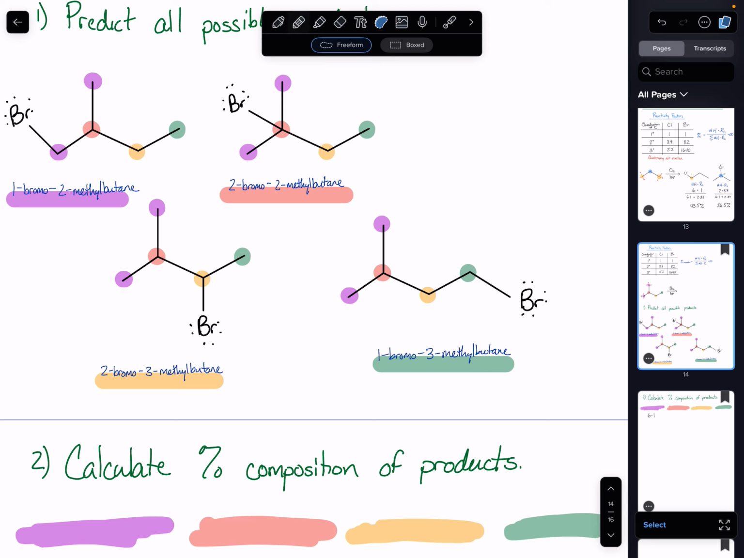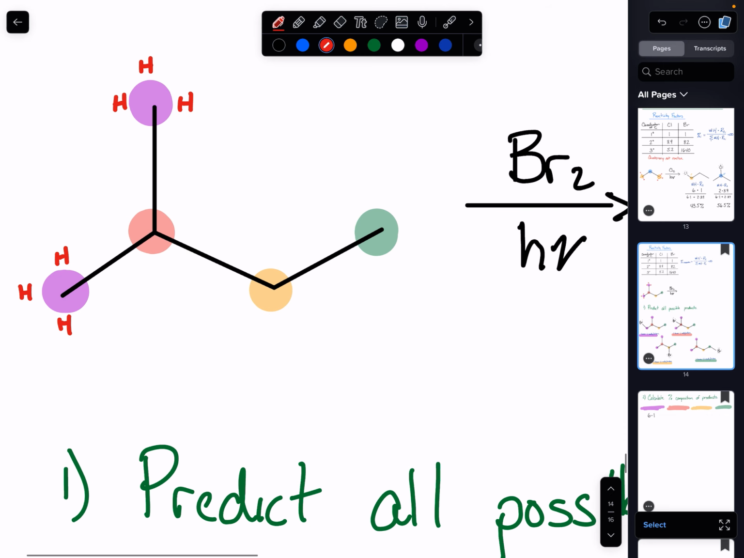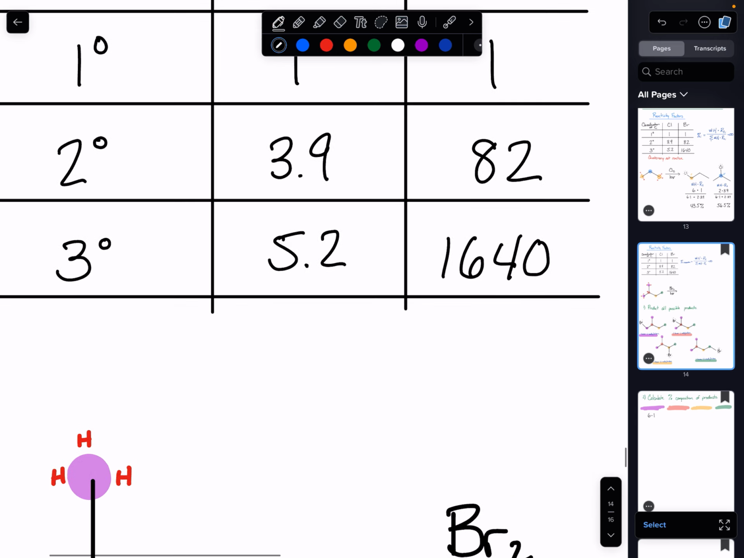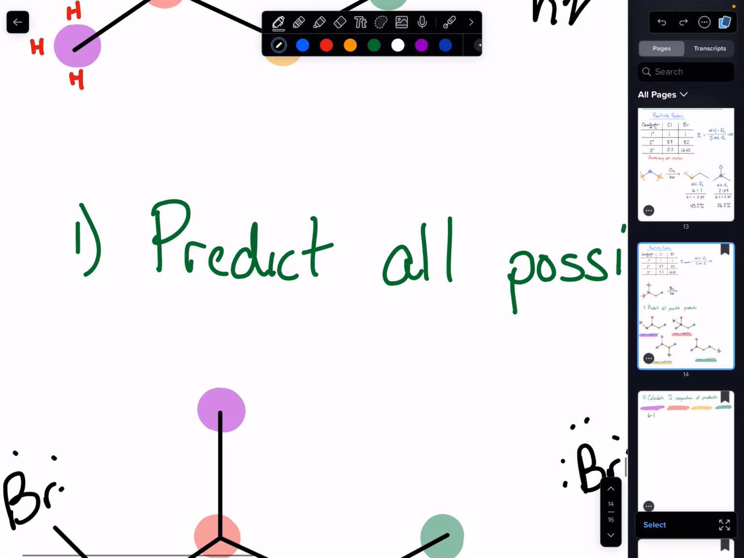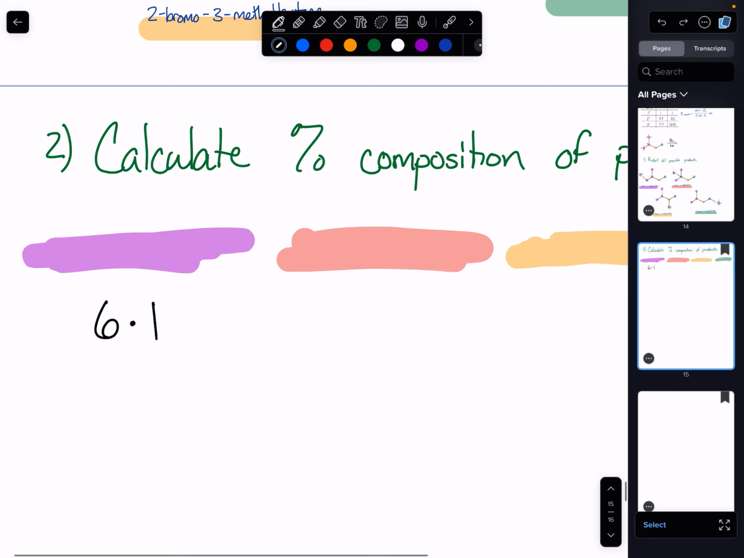If I do my red, where my bromine was added to my red carbon, here, there's already 3 bonds. So that means there's only 1 hydrogen on that red carbon. But for bromine, that reactivity factor is ridiculously high for those tertiary carbons, 1640. So I have 1 tertiary hydrogen times that 1640 reactivity factor.